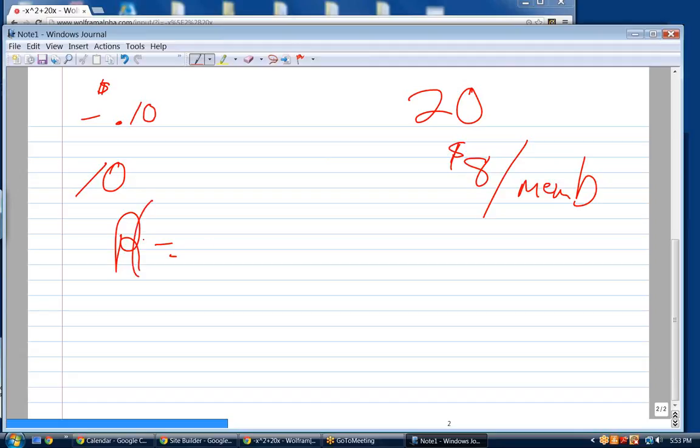So if I wanted my revenue function, what would it equal here? 80 times 10 minus 0.10 of the remaining of the original members? Well, if we recruit 10 new members, how many members are we going to have? 30. So I could write 30 times 8 minus 10 times 0.1, because 10 of those 30 members are going to get a reduced discount of 10 cents. So they'll only be paying $7.90.